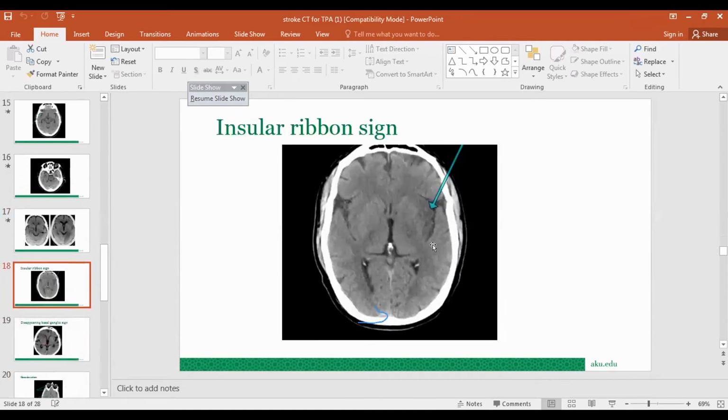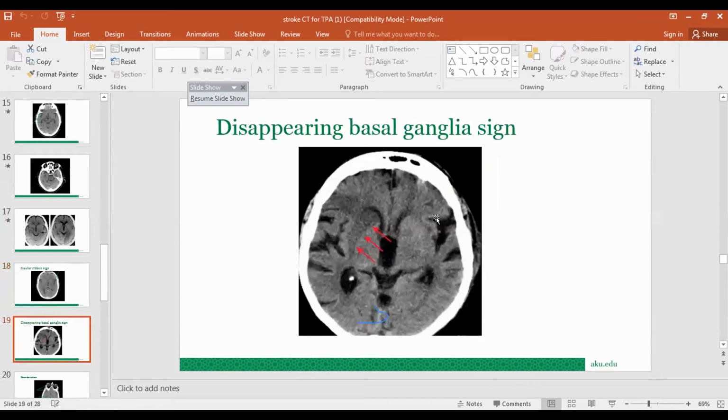Now coming over to the parenchyma, insular ribbon sign, again you are looking at the gray and white matter differentiation of the insula and the subinsular region. When there is loss of gray white matter differentiation in the insula, this is known as insular ribbon sign. Similarly, the disappearing basal ganglia sign, this is from very basic teaching. If you cannot differentiate between the basal ganglia and the internal capsule, that means there is disappearing basal ganglia sign, and this is an early sign also.